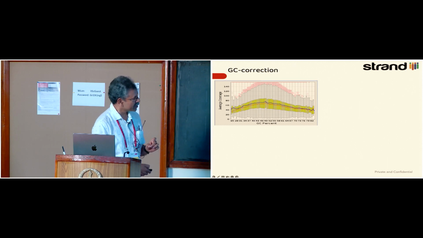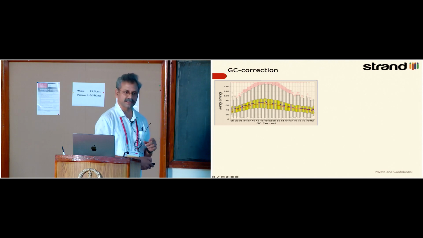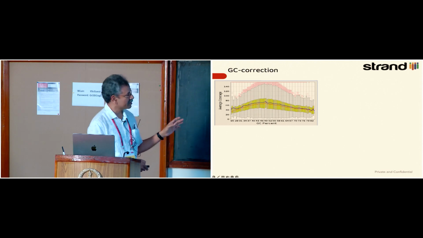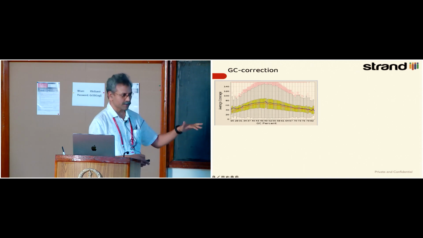So here for 52, maybe there were 1,000 or 1,500 regions which had a GC percentage of 52%. And I'm asking what is the average coverage that I see in those regions. And this is a well-behaved sample because even if the GC percentage is varying widely, the coverage is fairly uniform.